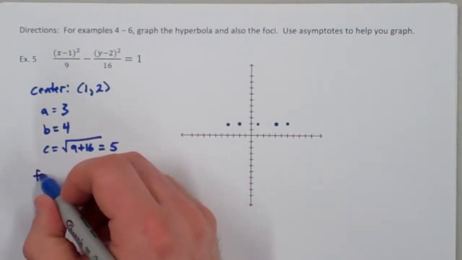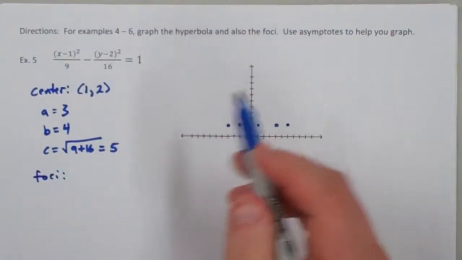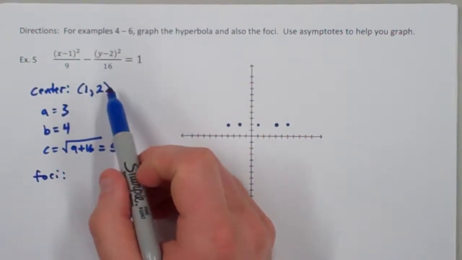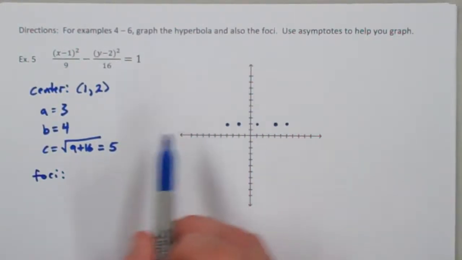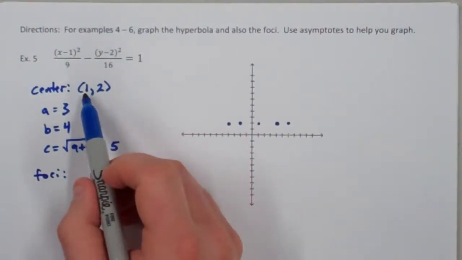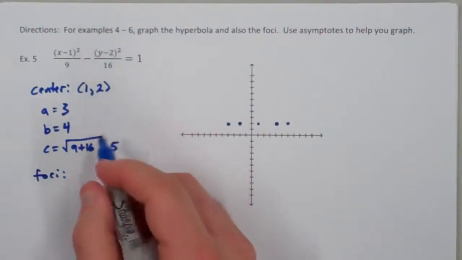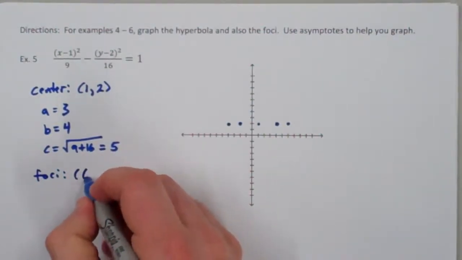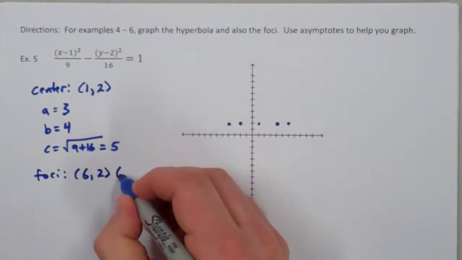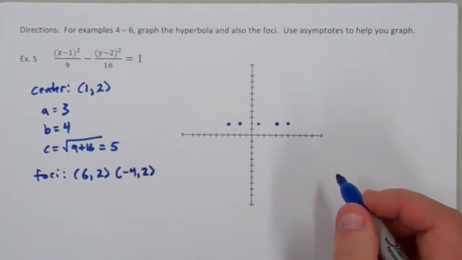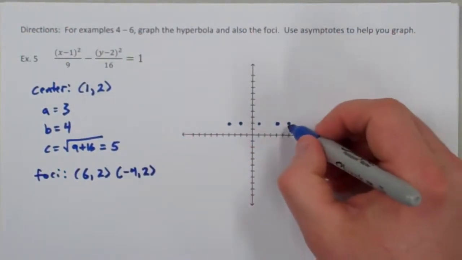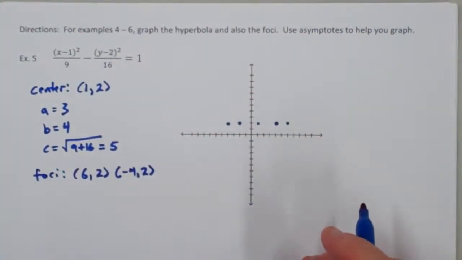If we take a look at the foci here, we've got to start at our center. We're going to go left and right by the same amount, and that's c. So we're going to change the x coordinate. We're going to do 1 plus 5, which is 6, comma 2, and then 1 minus 5, which is negative 4, and the y value will stay the same. So there's our foci. We've already plotted them. Looks like we're good to go.